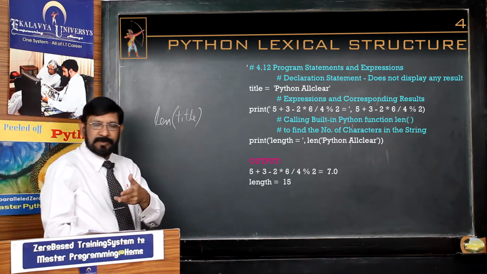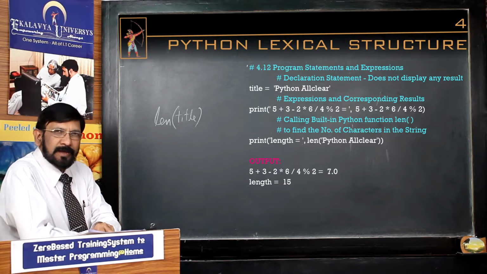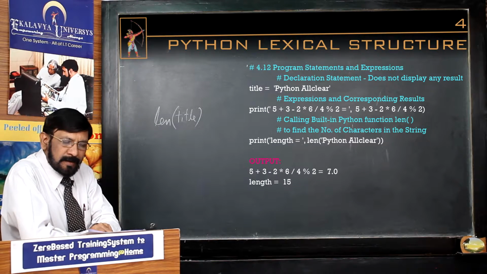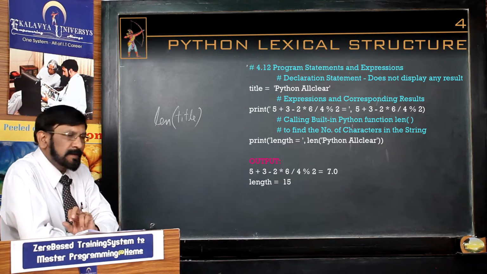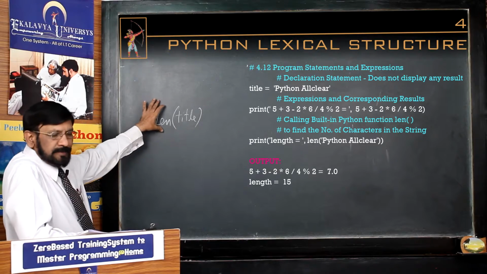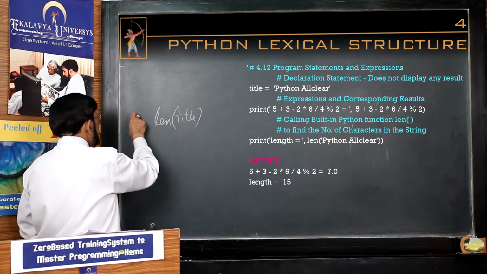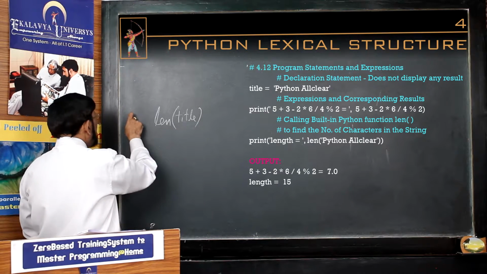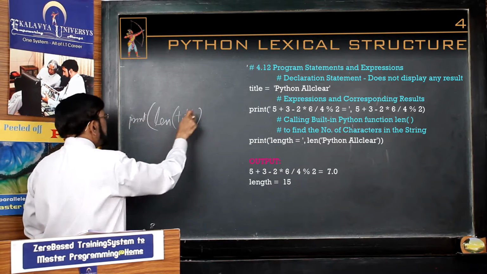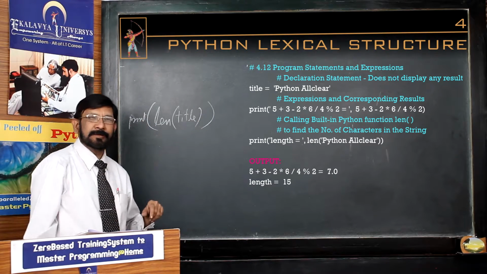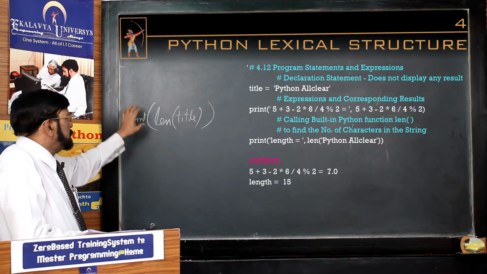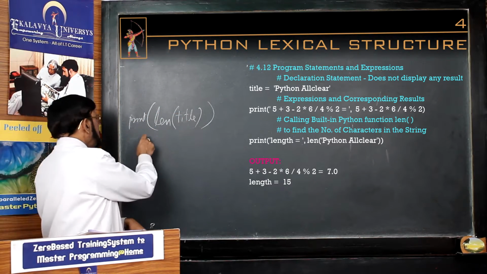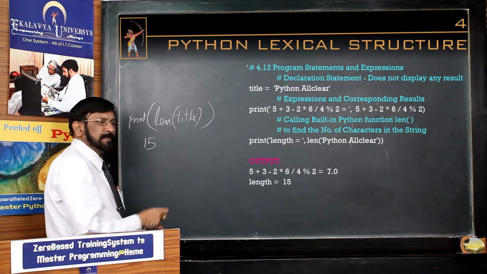Actually, you have seen that at first I created the title and initialized it with "Python all clear". So, that is a statement, and this title alone is an expression, and where we are writing this, we are writing it in the print statement. So, what is the purpose of print? It prints the content. As a result of that, 15 is printed.